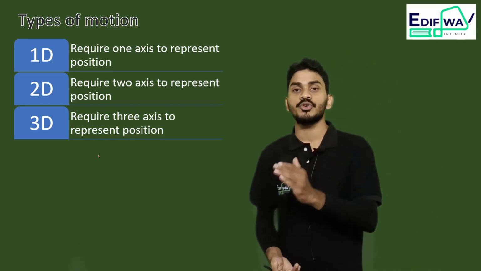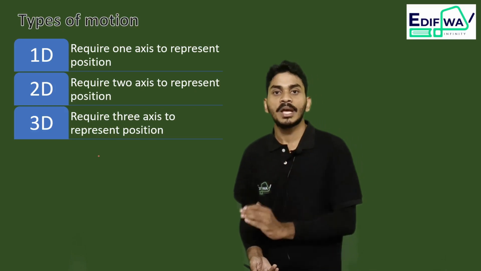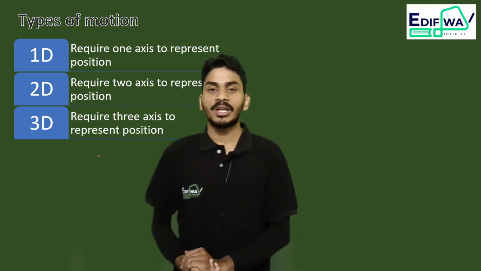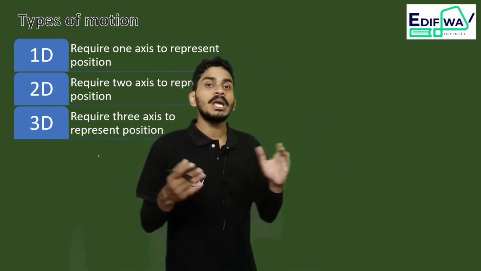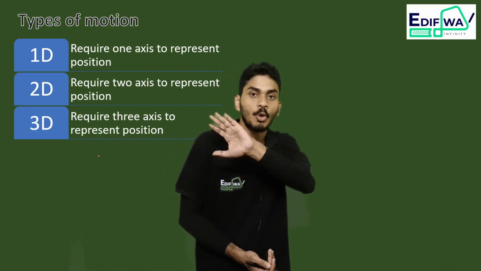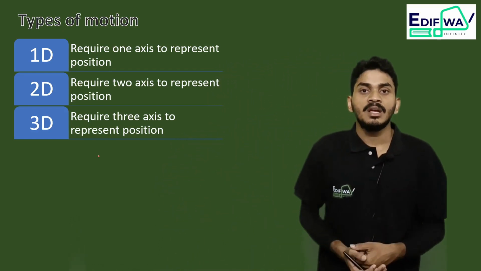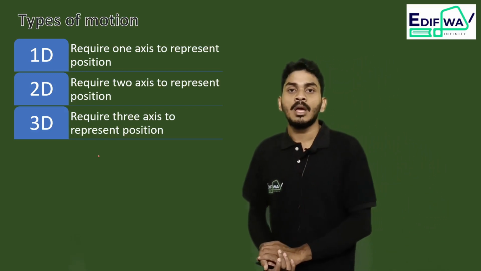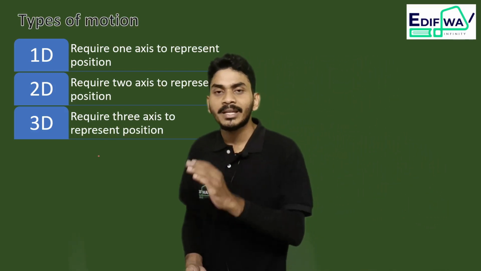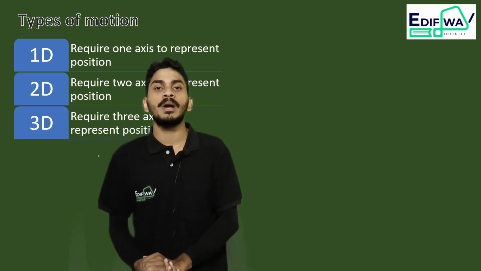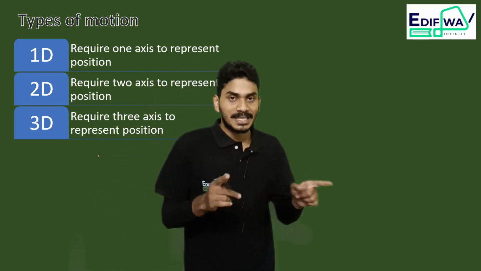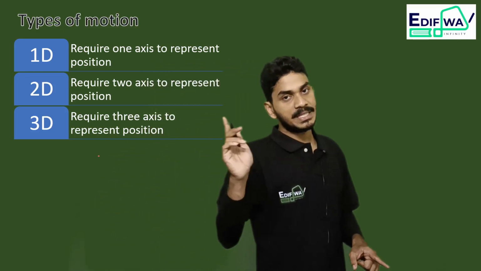And 1 dimensional motions are also called motion in a straight line. You know that, right? 2 dimensional motion means that motion is taking place in a plane or on a surface. Therefore, we can call that motion in a plane. And now think, what will be meant by 3 dimensional motion? Yes, motion in space.